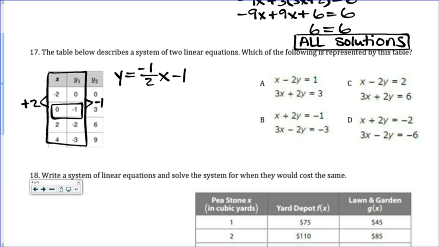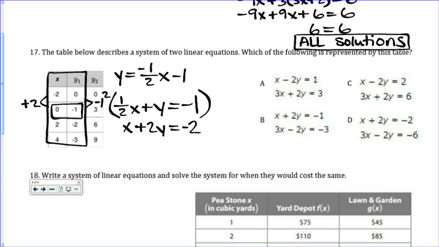Okay, and since all of my answer choices are in standard form, I need to rearrange this so that it's in standard form. And I would get 1/2 x plus y equals -1. I can't have my a value as a fraction, so I'm going to multiply everything by 2. I'm left with x plus 2y equals -2. Looking here, the only one with that solution is D. So you didn't even have to do the second one.